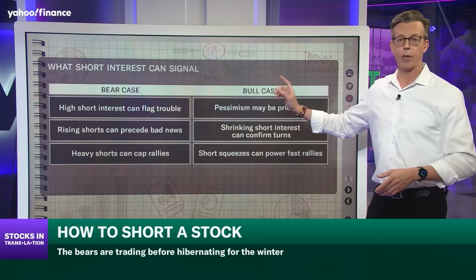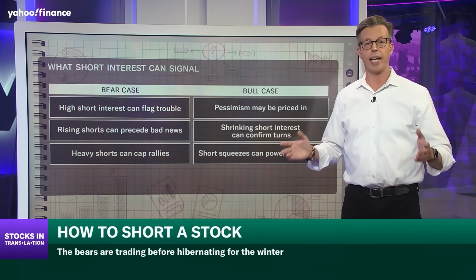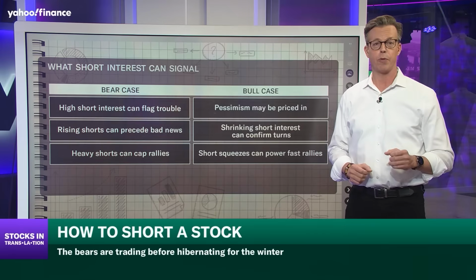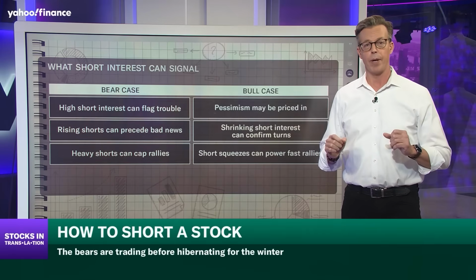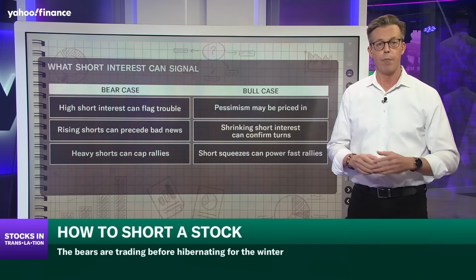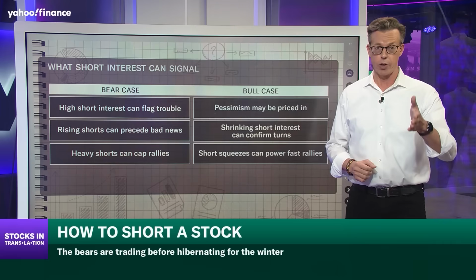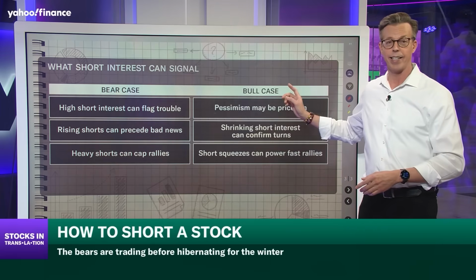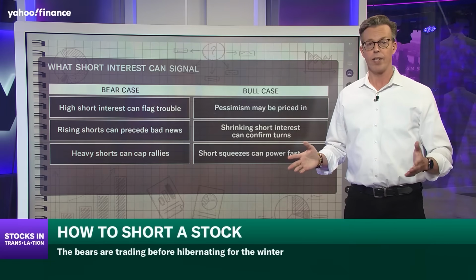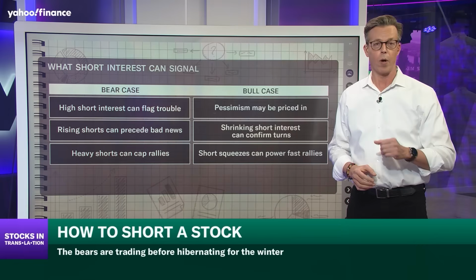So here we have a quick recap on how you can use short stats. For the bear case, high short interest can flag trouble. Sometimes you'll even see short interest climb before bad news becomes public, so it's very useful information. And heavy short interest can also signal an end to a rally, but there's no magic formula. Stocks can rally for long periods amid growing short interest, which brings up the bull case here, because all those shorts can be fuel for rallies, and shrinking short interest can help confirm turns, with a delay, of course, of about one or two weeks.